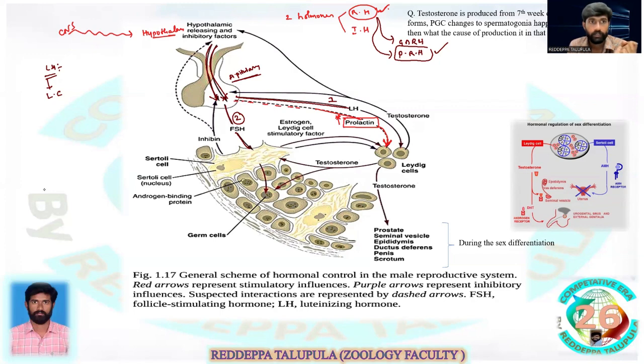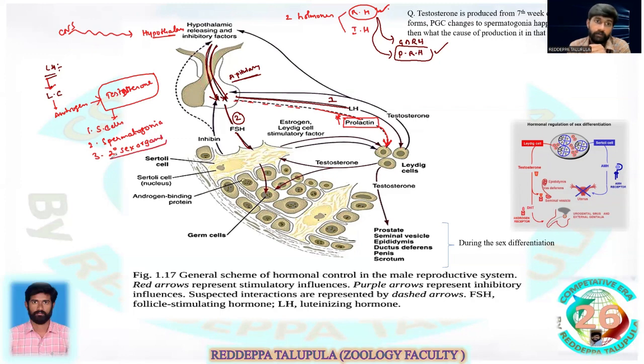Okay. See, LH shows its activity on Leydig cells that are present in the intertubular space. Now the Leydig cells produce androgens. Chief androgen is testosterone. Now, what are the functions of the testosterone? It shows its activity on Sertoli cells. Second one, spermatogonia cells. Third one, secondary sex organs.